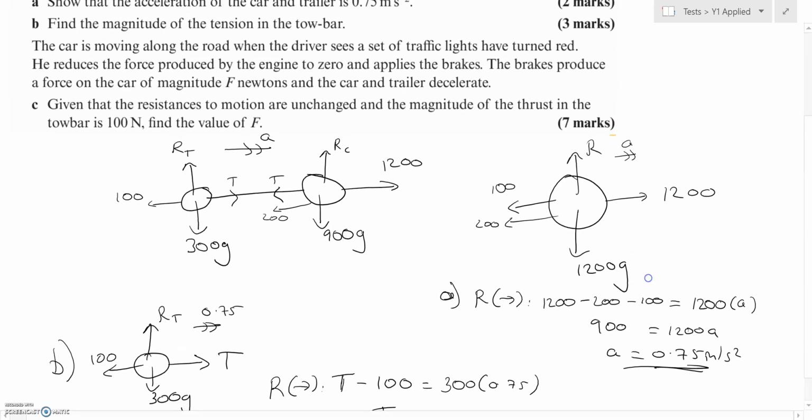It says the car is moving along the road when the driver sees a set of traffic lights have turned red. He reduces the force produced by the engine to 0 and applies the brakes. Okay, so the forward force that used to be 1200 newtons has now gone to 0, and there's actually now a backward force applied from the brakes. The brakes produce a force on the car of magnitude F newtons, and the car and trailer decelerate. Given that the resistances to motion are unchanged and the magnitude of the thrust in the tow bar is 100, important that this is now a thrust, find the value of F.